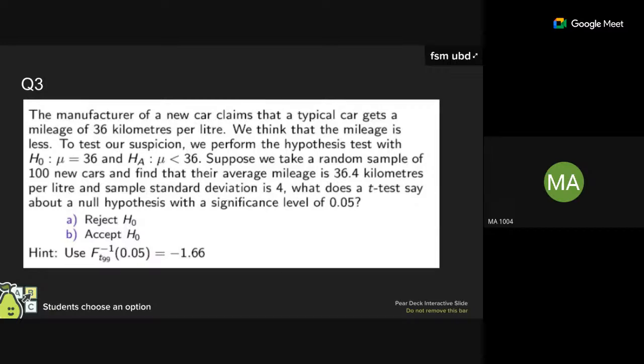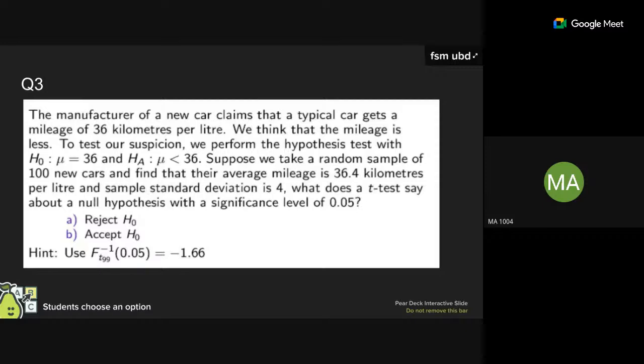See here, we think that the mileage is less. So the mileage which the manufacturer claims, we think that is less. To test our suspicion, we perform the hypothesis test with H naught mu is equal to 36 and HA mu less than 36. We think that the mileage is less than 36. We should have been more precise. So see, this word less also gives you some indication about the alternative. So mu is less than 36.